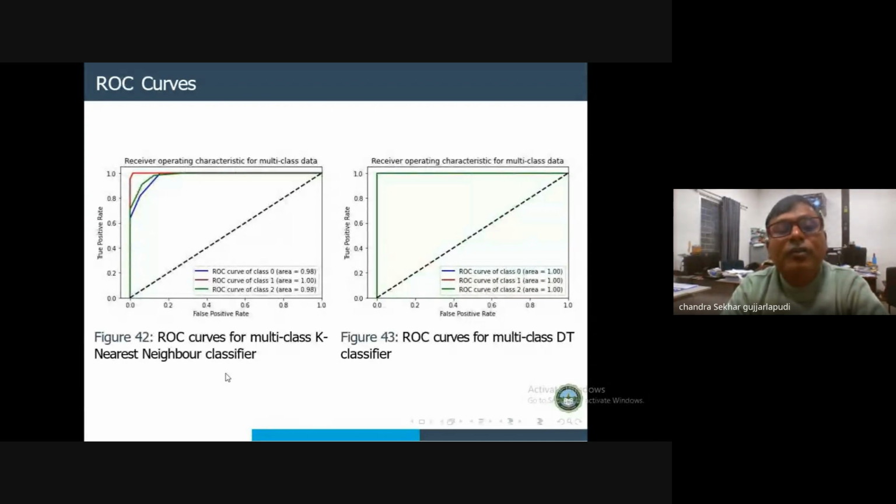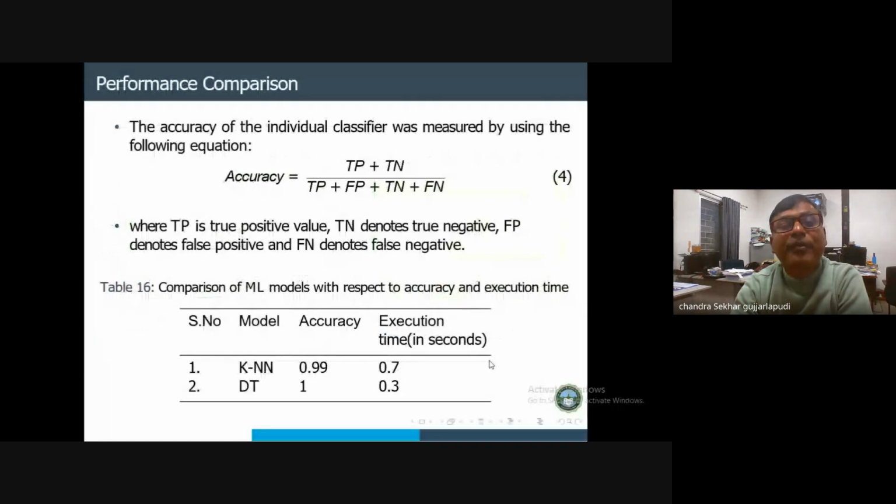For k nearest neighbor, for class 0 the area is 0.98, for class 1 the area is 1, and for class 2 it is 0.98. For the decision tree, for classes 0, 1, 2, the area is 1. From this, we can tell that the decision tree is giving a better result compared to nearest neighbor for this particular problem.